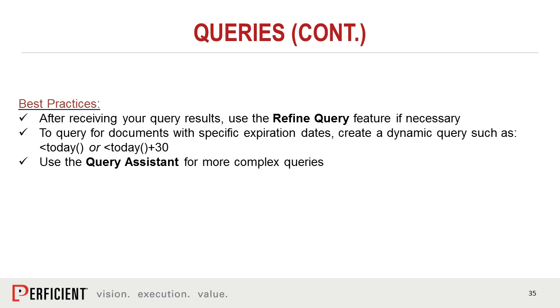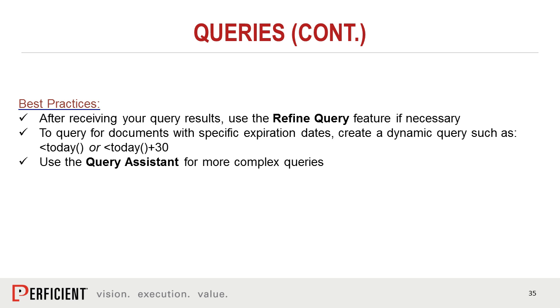After receiving your query results, you can refine your query by clicking the Query menu in the application level menu and selecting Refine Query. You can also, from the menu, click Refine Query or use the shortcut Alt-R.